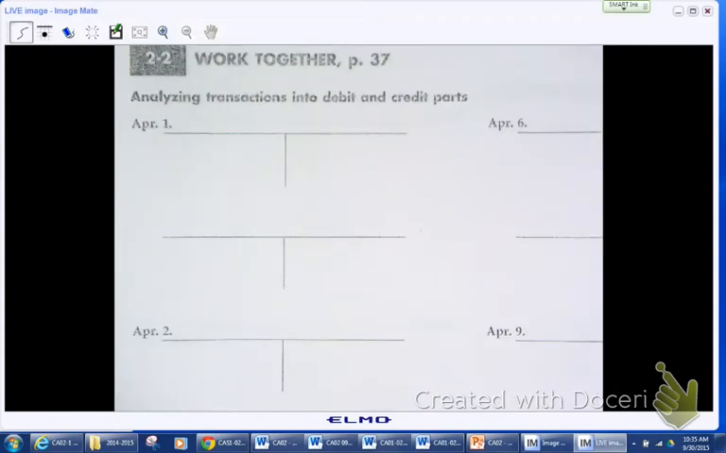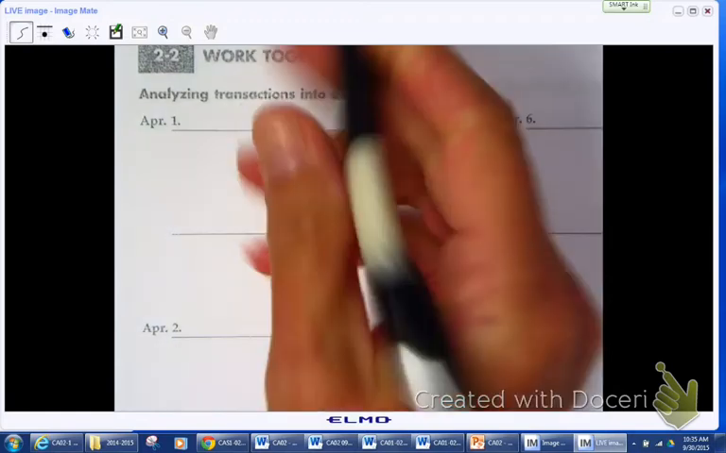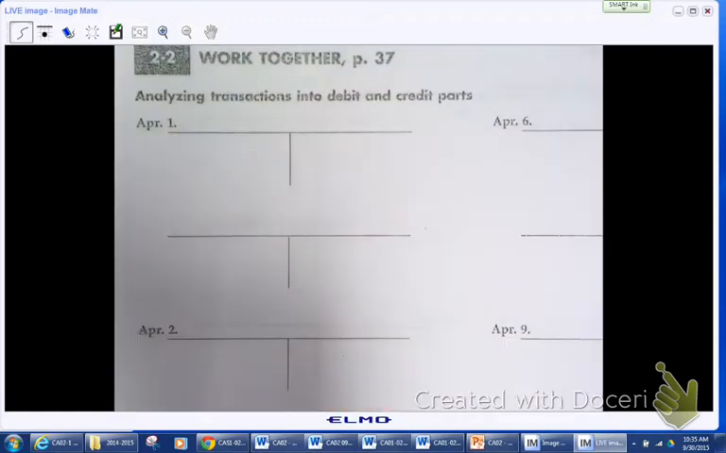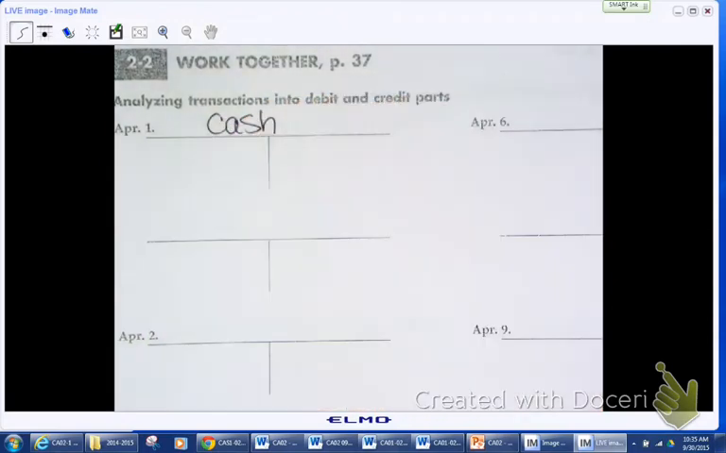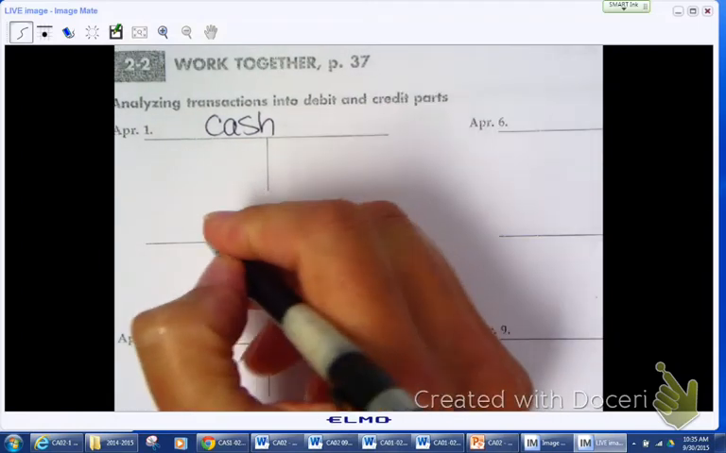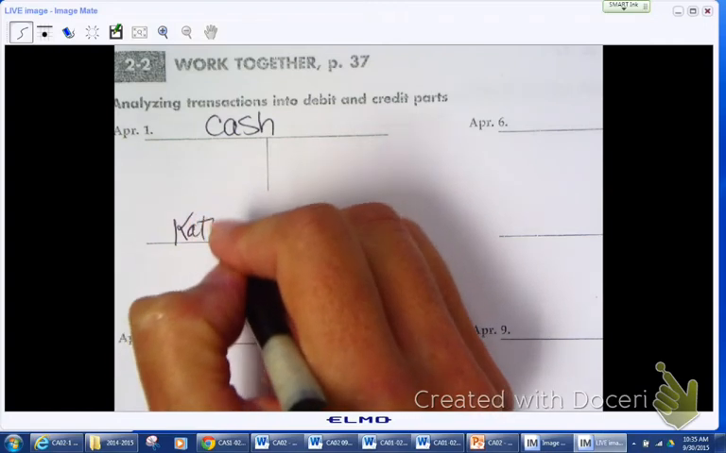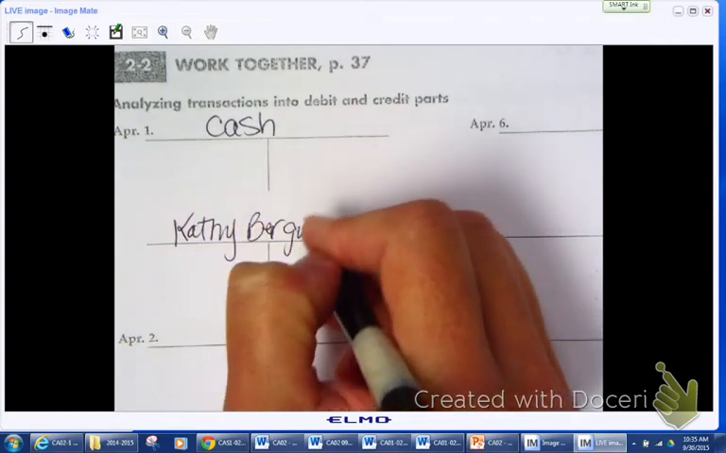So, our first transaction on April 1st. We received cash from the owner as an investment. So, what are my accounts that are affected? My accounts that are affected are cash from the owner and the capital account. I always put the account that I believe is going to be debited first. So I'm going to put cash. And the second account is going to be Kathy Bergam Capital.